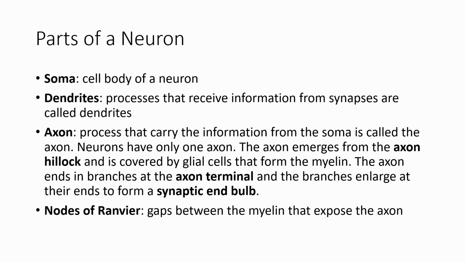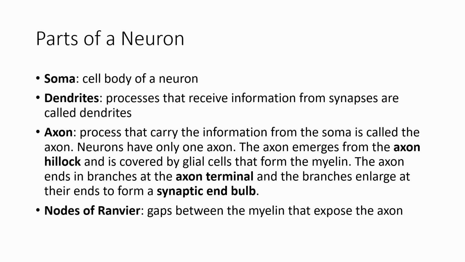There is a point where the axon is going to be coming from that soma. That's called the axon hillock. And that's going to be covered with glial cells that actually make the myelin. So the myelin is coming from glial cells. All the way down the end, we get to the axon terminal. We have all those little branches at the end of the axon terminal where we can communicate with other neurons or muscles or glands or whatever we're talking to. And you'll notice that at the very end of those axon terminal buds, they kind of bulb out, and that's because they are a synaptic end bulb.